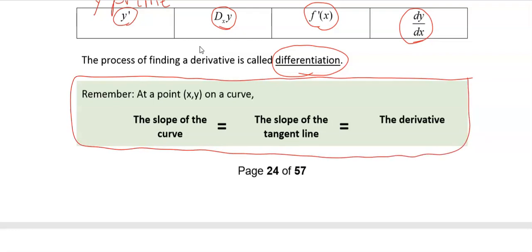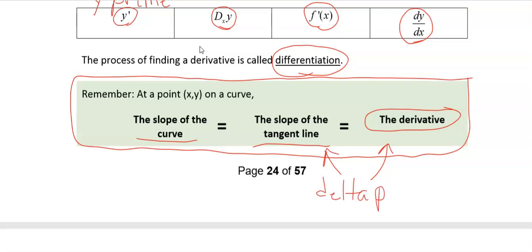Remember that at a point x comma y on a curve, the slope of the curve is the same thing as the slope of the tangent line at that point on the curve, and that, by golly, is equal to the derivative. Okay? And we can get the derivative, or the slope of the tangent line, by using the delta process. Well, for now anyway, we'll use the delta process.